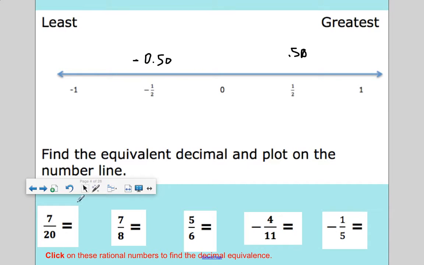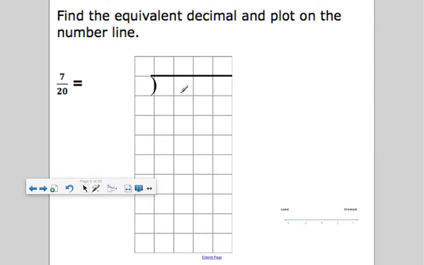Our first fraction we're going to be working with is 7/20. So find the equivalent decimal and plot it. It's your option. Do you want to break it to the tenths place or the hundredths place? I'm going to do it to the hundredths place. Can 7/20 go into the hundredths place in decimal form? Yes, I multiply the 7 and the 20 by 5 and I get 35 hundredths. And how do you say that in decimal form? 0.35.